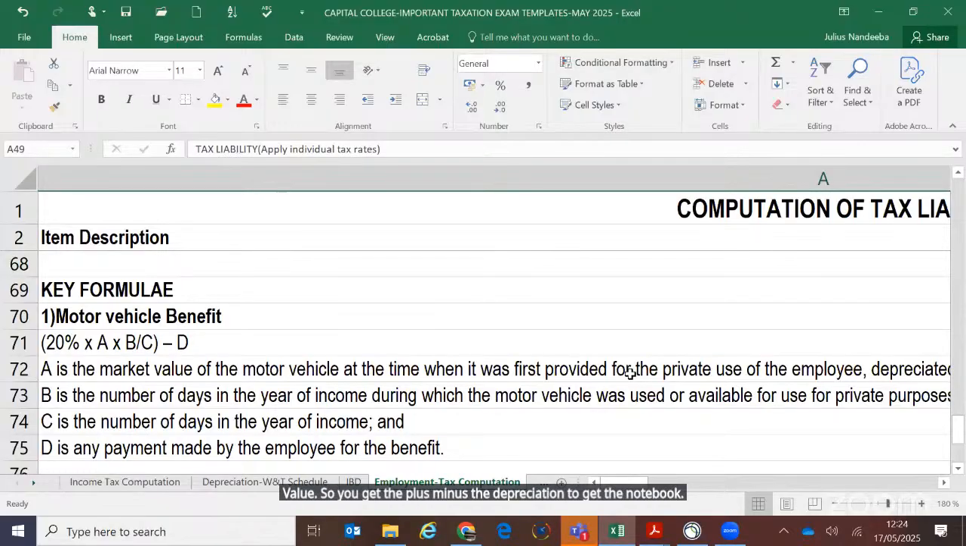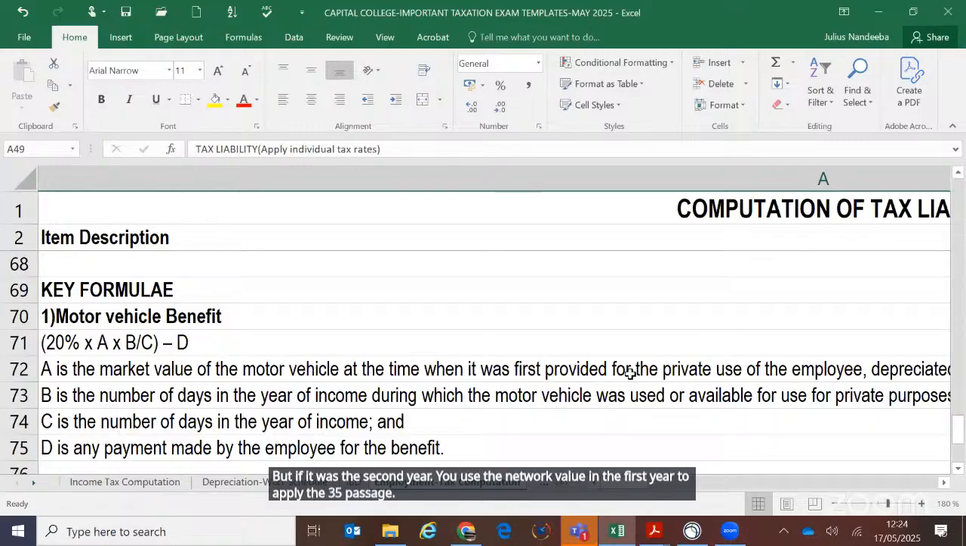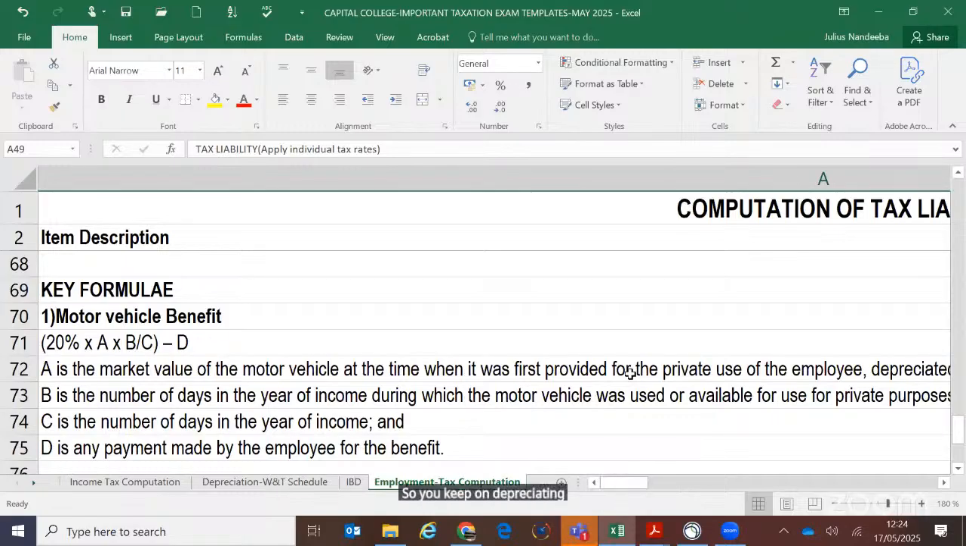If it was the second year, you use the net book value in the first year to apply the 35%. So you keep depreciating the net book value and not the cost. Don't go back to the original cost. You only use the original cost when you're depreciating for the first year. But other subsequent years, you're depreciating the net book value. The shortcut is like this.